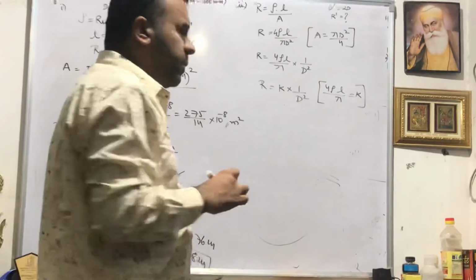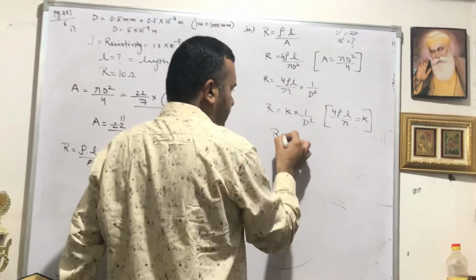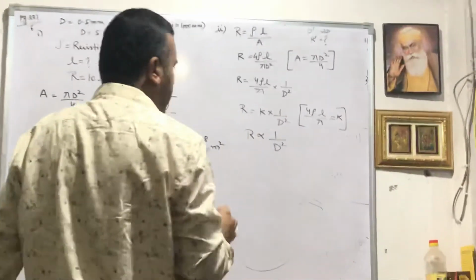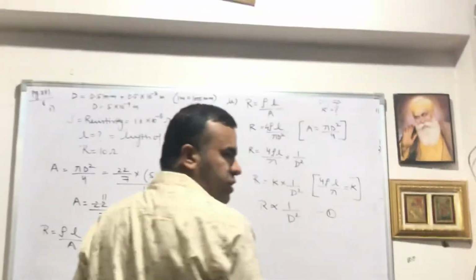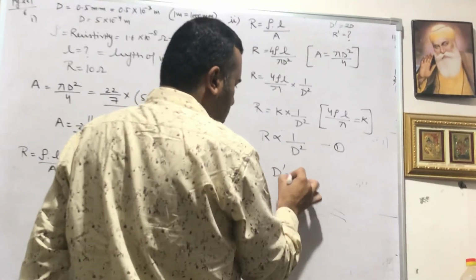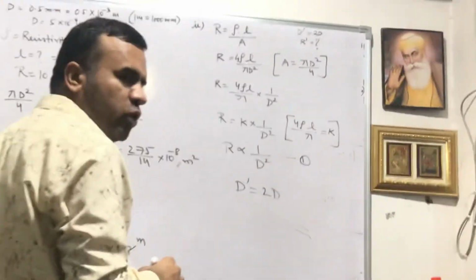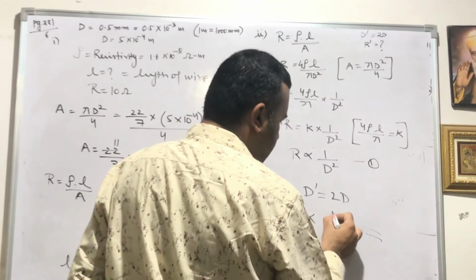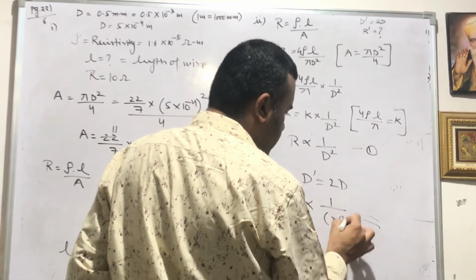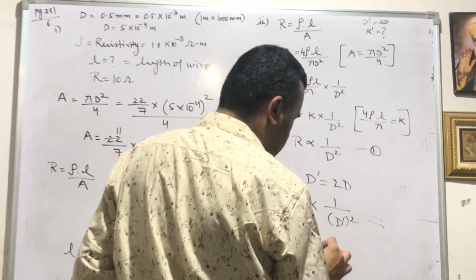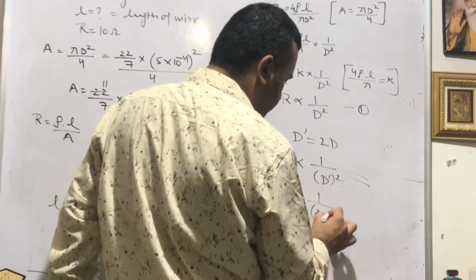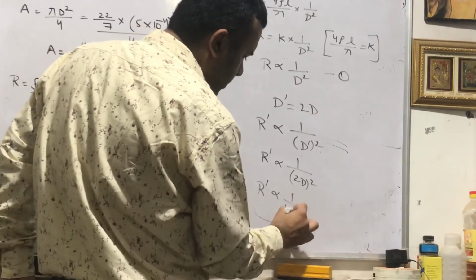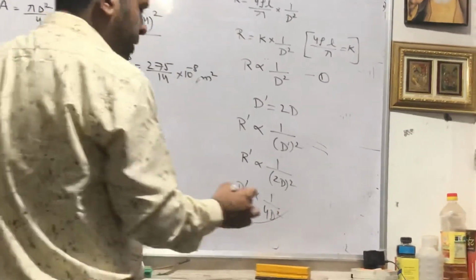If you want to put the proportionality symbol here, then resistance is proportional to 1 by d square. Give it as equation number 1. Now according to the question, we have d dash is equal to 2d. So the new resistance R dash would be k into 1 by d dash whole square. In place of d dash you write down 2d whole square. New resistance will be 1 by 4th of the previous resistance.